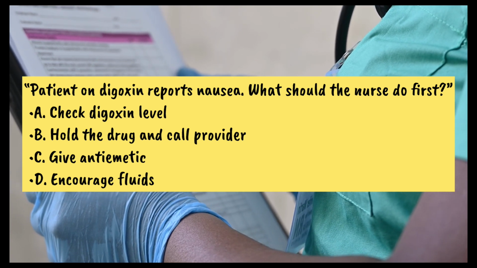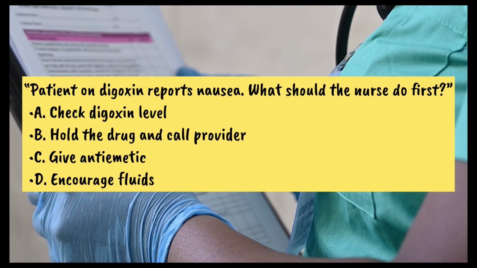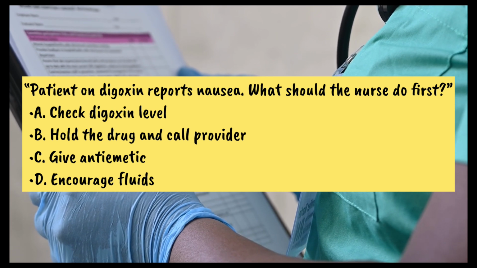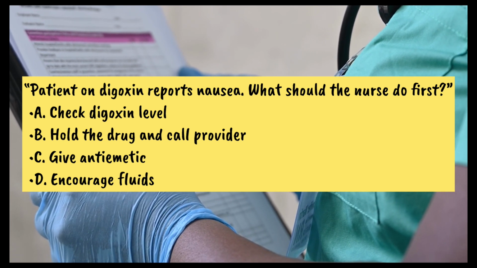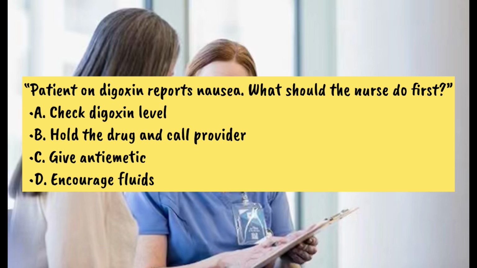So in this, what should the nurse do first? In this, assessment comes first before intervention. If the patient reports nausea, maybe the patient is having digoxin toxicity. So how will we assess? Just check the digoxin level first. After that, we will hold the drug and call the provider. So the correct answer, first, is check digoxin level.